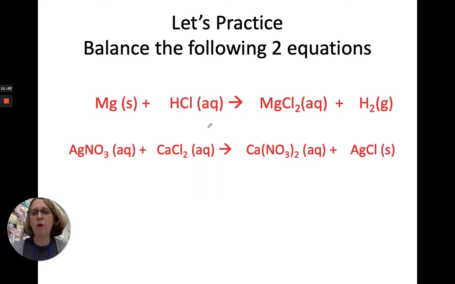All right, so let's have you try a couple. Here are a couple of equations that if you have your notes, you're going to balance. The first one is something called a single replacement reaction, and the second is something called a double replacement reaction, which we're going to be learning about.